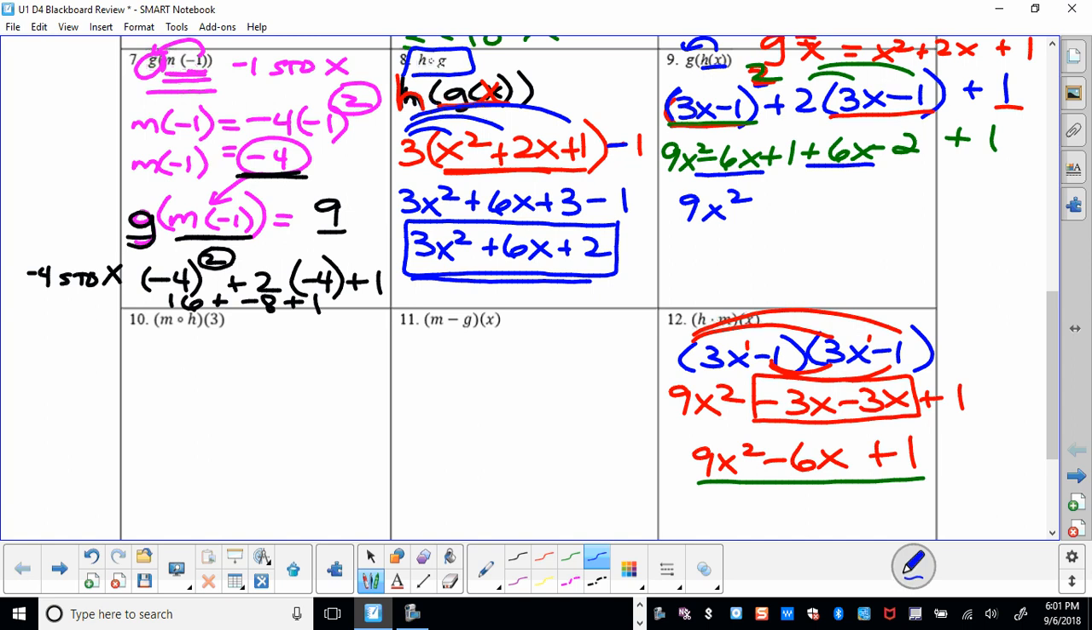So now I've got a positive 1 minus 2, positive 1. So 1 and 1 is 2, minus 2 is 0. So all of that gives me 9x squared. All right, and that was g of h of x. That's h of x inside. All right, okay, very good.